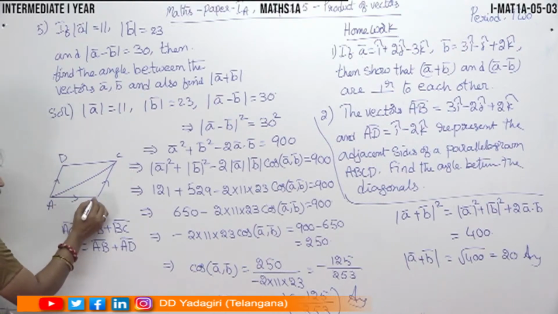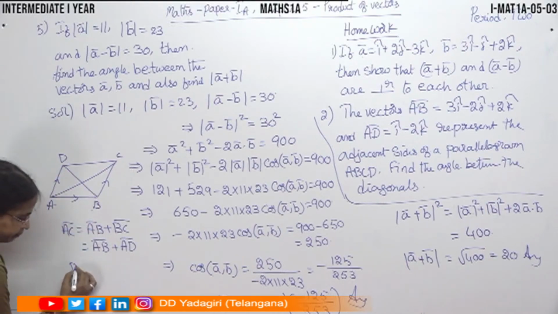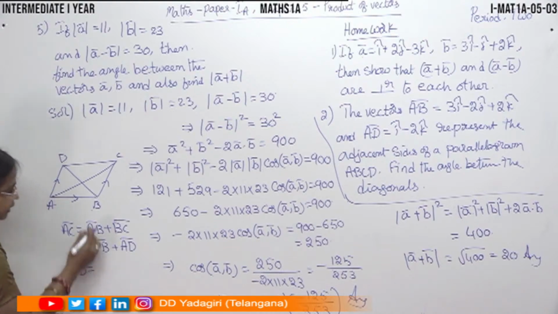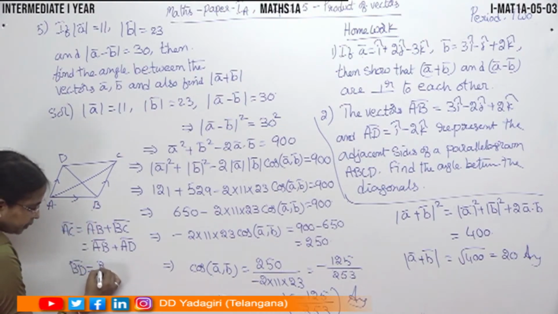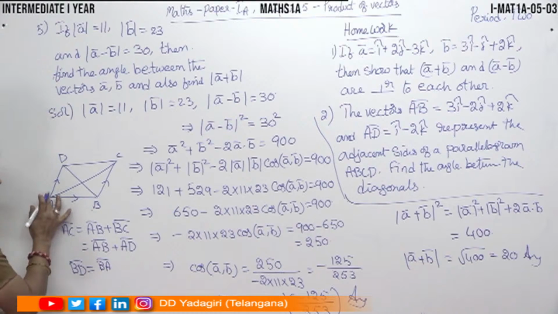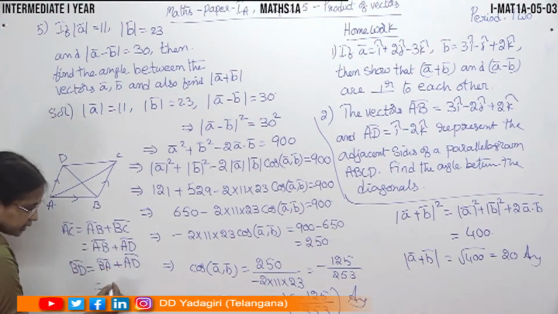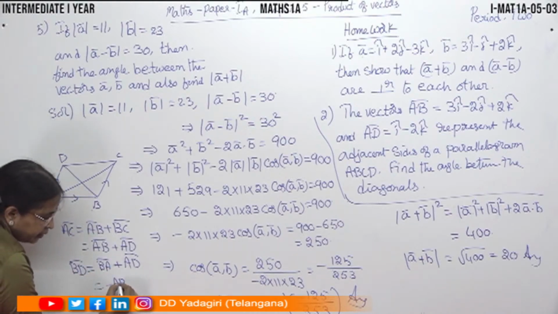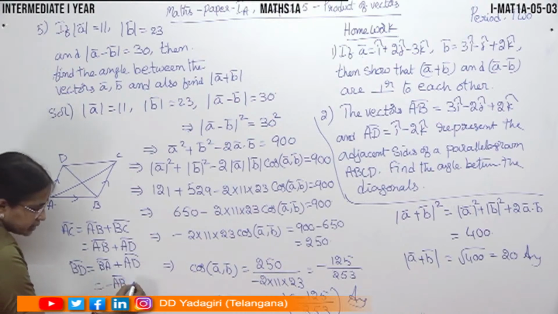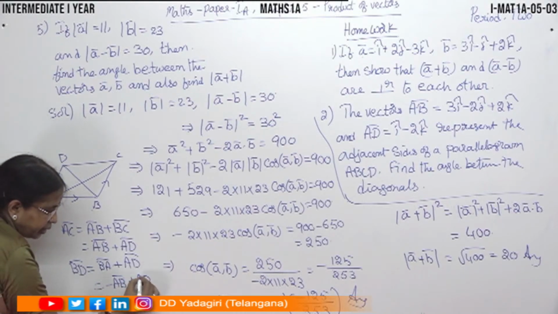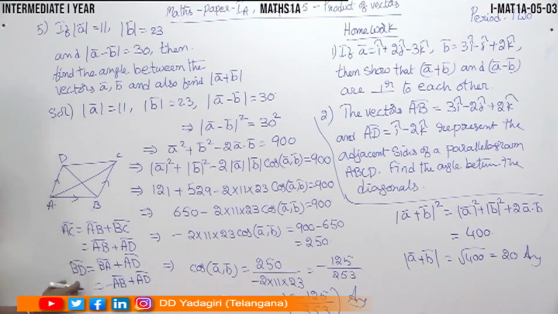Next, another diagonal, BD. What is BD? BD diagonal is BA plus AD. AD you already know. BA is nothing but minus AB, when you interchange it becomes minus AB. Minus AB plus AD, you add. Find out these two diagonals.